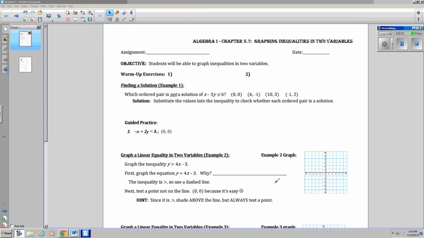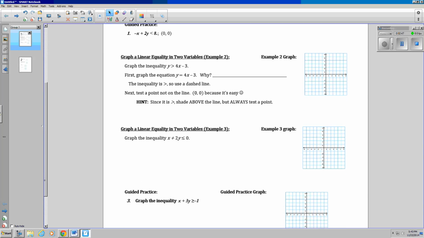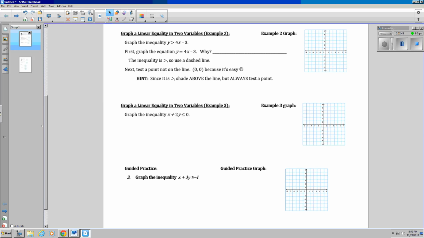So let's see if I can get this paper to move down. I need to scroll, oh, there it is. Okay, sorry. Notes down.